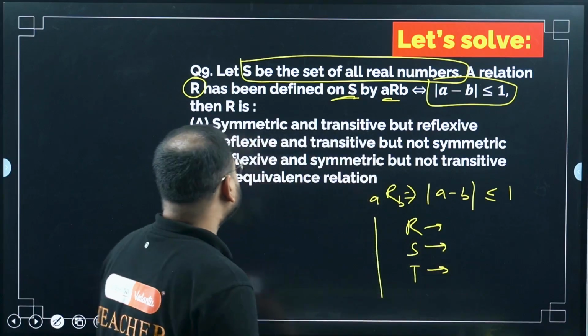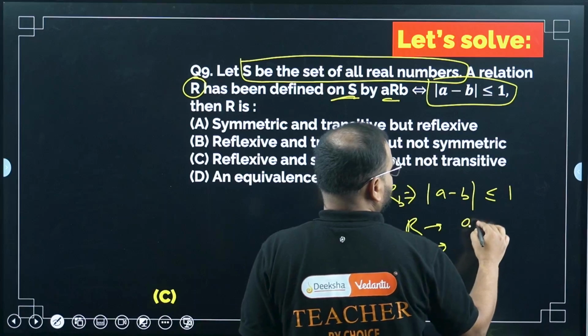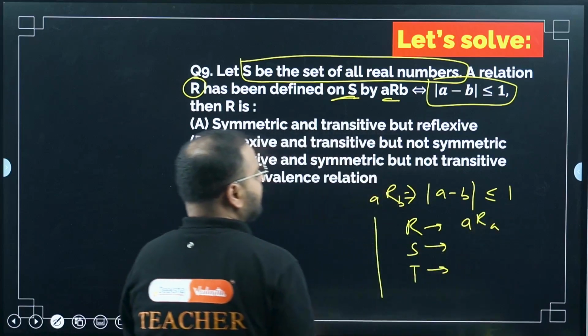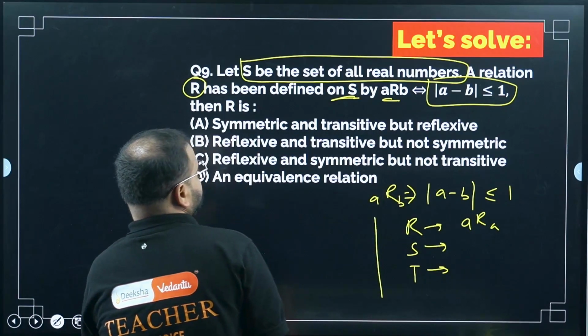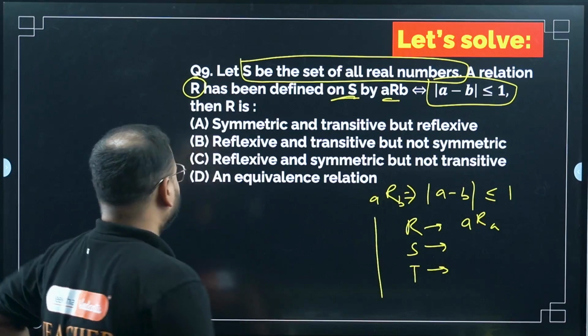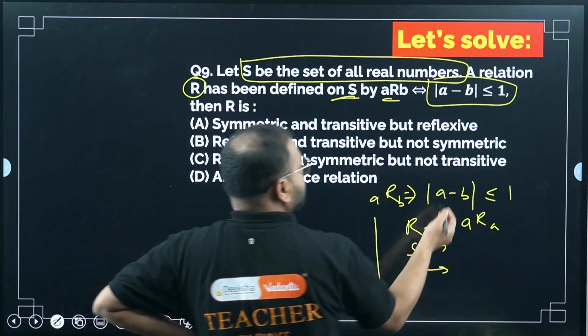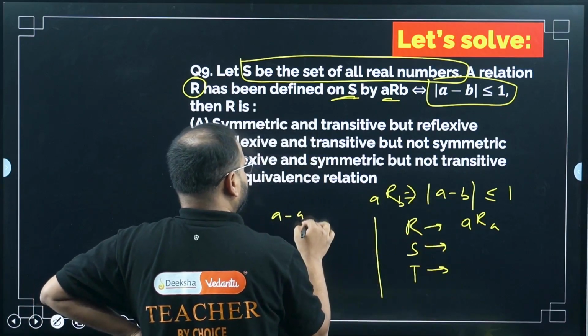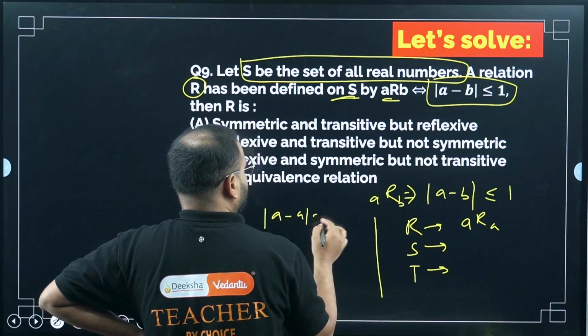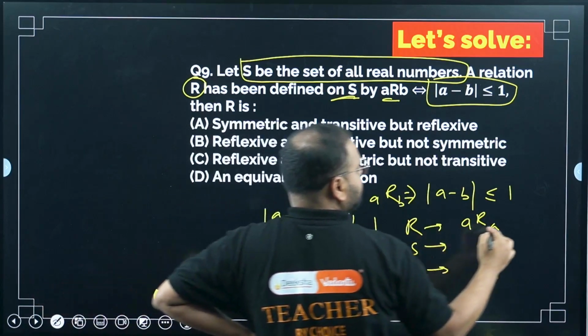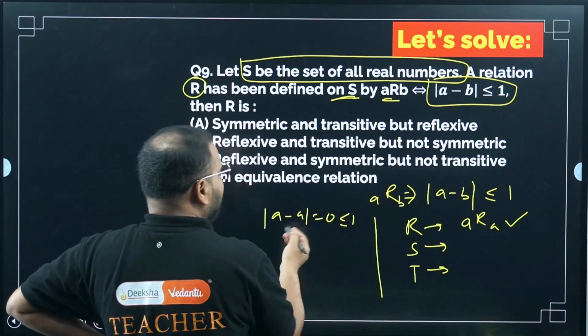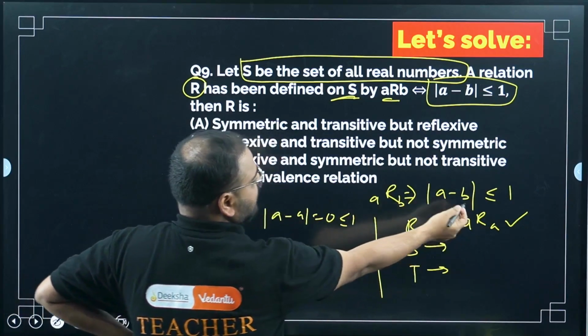Reflexive means A R A. So A R A will be valid. Why? Because A minus A is equal to 0, which is less than 1. So it is reflexive. Correct, right? A R A means A minus B becomes A minus A, which is less than 1.